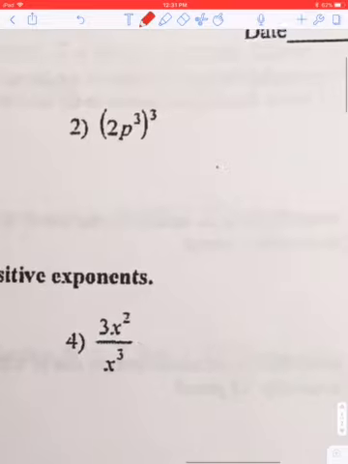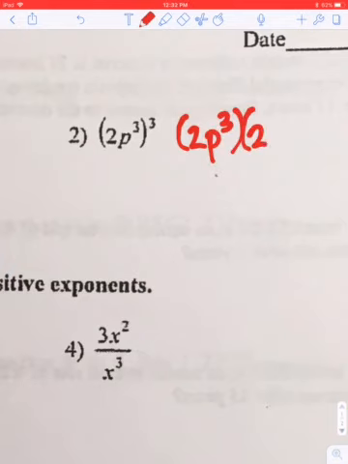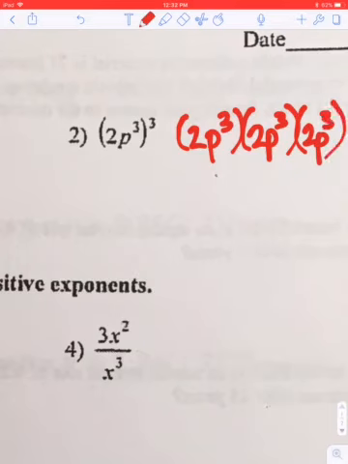Now for number 2, it's a little bit different. The rule we're using is the power to a power. So you see this 3 right here, that is the entire expression being raised to a power. So what I want to do here is think about this as 2p to the third, 3 times. Now you can see how probably with big exponents especially, this would take too long. It's not really reasonable. It's not really good use of time.